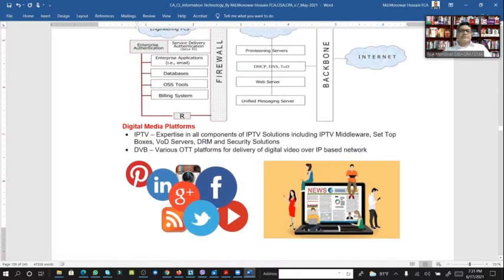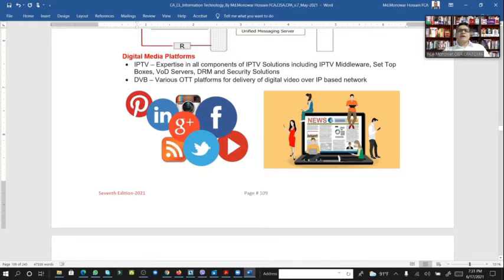Digital media platforms. There are a lot of digital media platforms at this moment. IPTV, that means all common IPTV solutions, including middleware, set-top box, etc., and DVB platforms. Also, we are using different types of social media and digital media, and also web portals, for example, for news, etc.